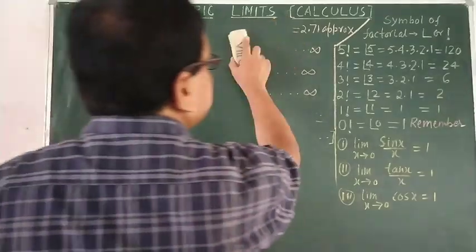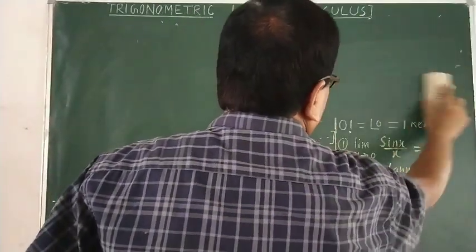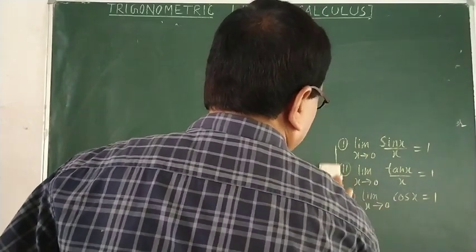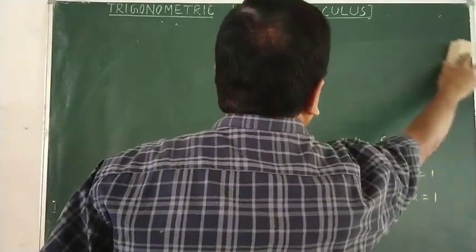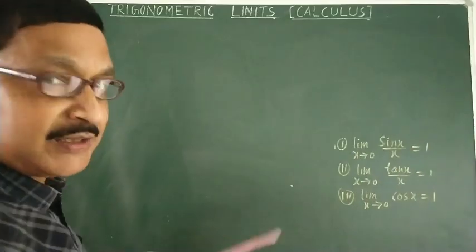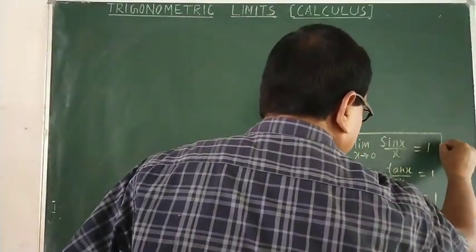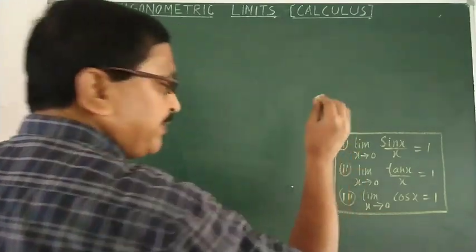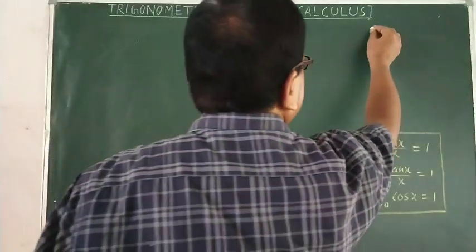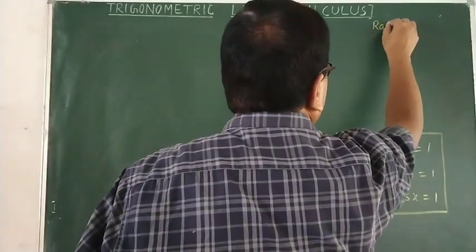Now starting some examples, students, just see how the problems are done with the three formulas. These three formulas are left on the board. This is used for trigonometric limits. Remember it, students. Rationalization will be needed sometimes.